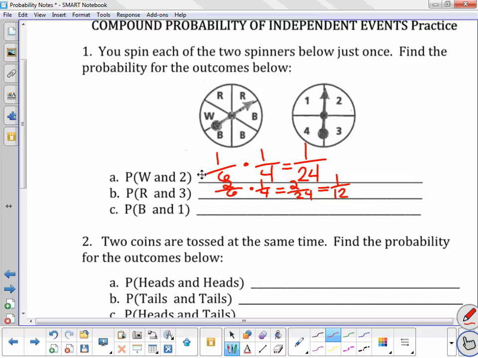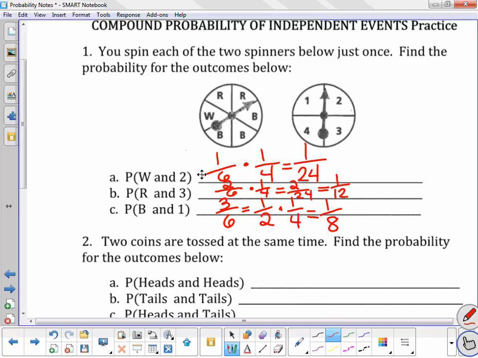Okay, probability question C. We're looking at the probability of spinning a B and 1. There are still 6 outcomes, however, there are 3 Bs. And because on letter B, I didn't simplify in the front, this time I'll simplify in the front. 3/6 is equal to 1/2, which is my probability of landing on a B, and my probability of landing on a 1 is 1 out of 4. So now I don't have to simplify in the end. So I just have my final answer there.